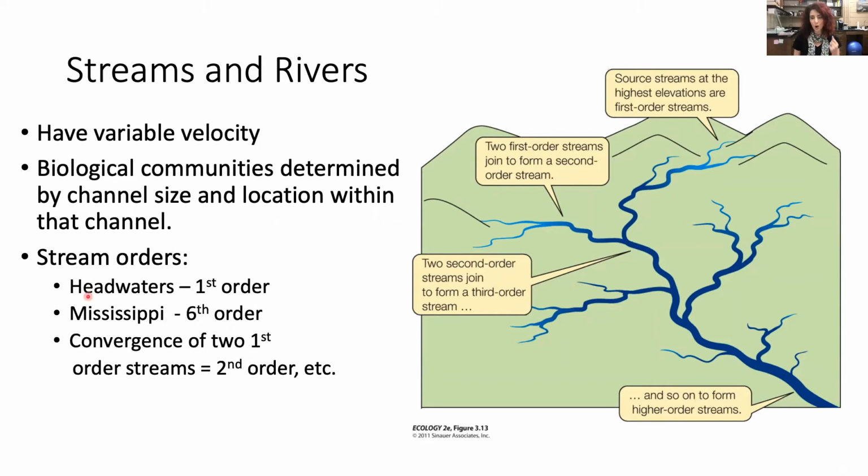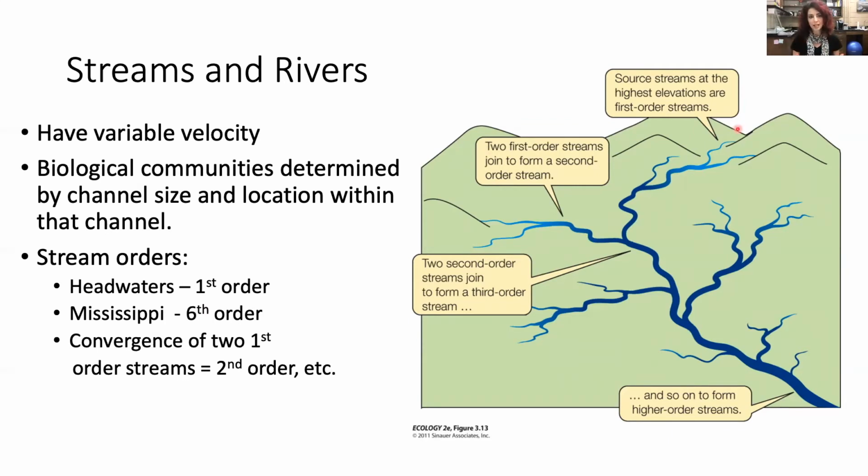So headwaters are typically found at higher elevations where you might have glacial melt. This is the first order stream. This is the source of the entire stream or river. And because it's a source, we call it the head or the first order.